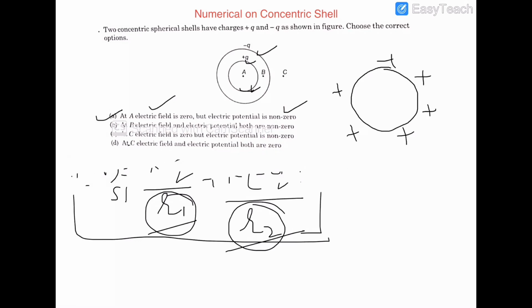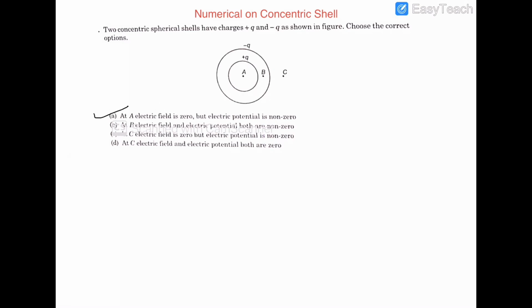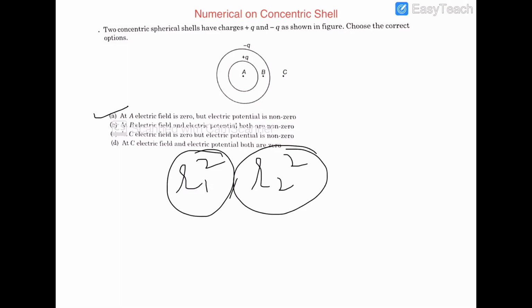Now we will be moving to the second option. What is given over here? It is asked that at B, electric field and electric potential both are non-zero. Now if we calculate the electric field at point B, it will be the electric field due to the inner plus the electric field due to the outer. Due to the inner, the same concept will be used as in the first option: when we calculate the electric field it will have r1 square, and for the outer surface it will have r2 square. Now these two values are different. So even if charges are opposite, minus q and plus q, still the value will be non-zero. Therefore electric field at point B will be non-zero.